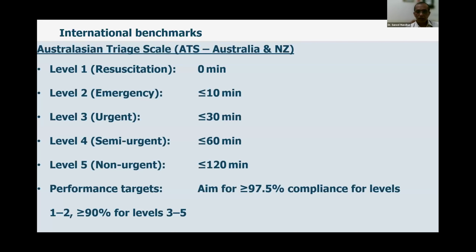It happens. Aim for 97%. This is what is recommended by the Australian triage scale: aim for more than 97% compliance for levels 1 to 2 and more than 90% compliance for levels 3 to 5. This is what the Australian triage scale mentions.